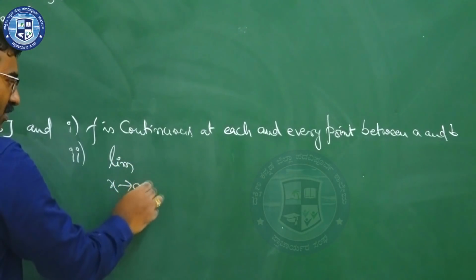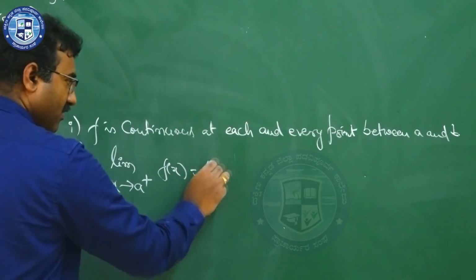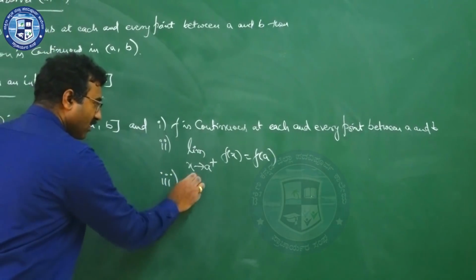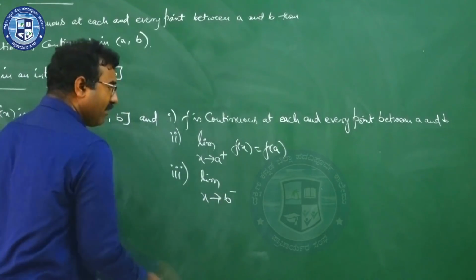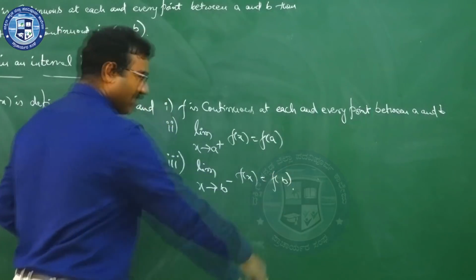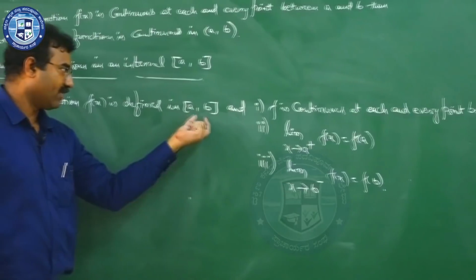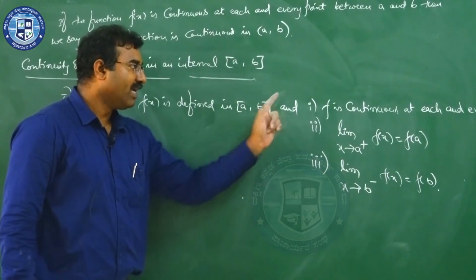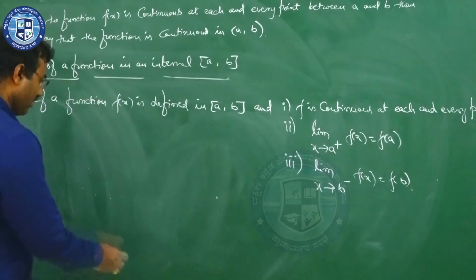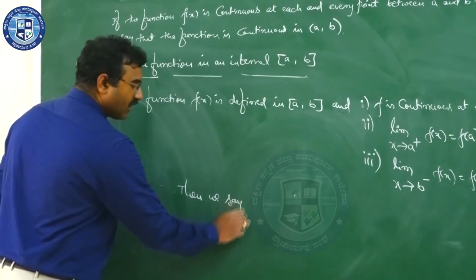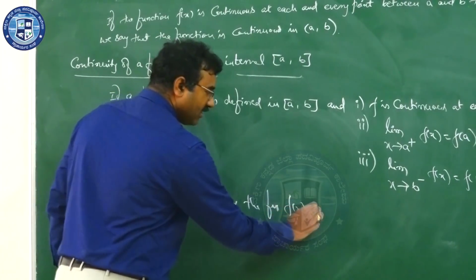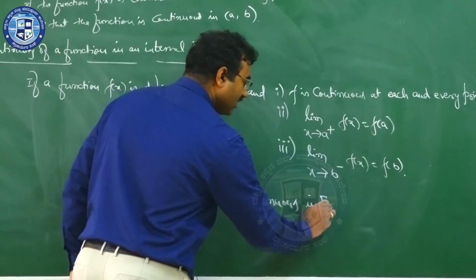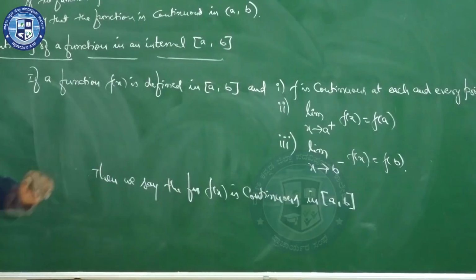Second point, limit x tends to a plus, f(x) is equal to f(a). That means at the point x equal to a. And third thing, limit x tends to b minus, f(x) is equal to f(b). Here you are working in this closed interval [a, b]. So that means the right hand limit at a is equal to f(a), and the left hand limit at b is same as f(b), and f is continuous at each and every point between a and b. Then we say that f(x) is continuous in closed interval [a, b]. Are you clear? Open interval (a, b) and closed interval [a, b].